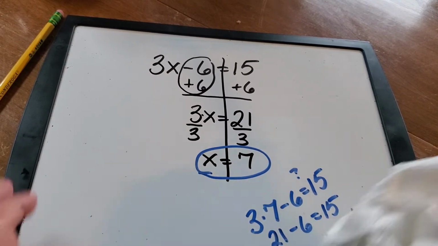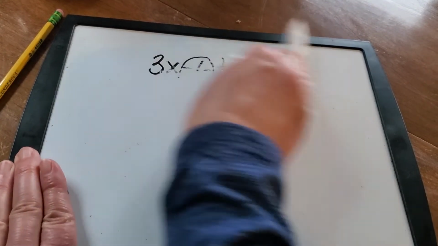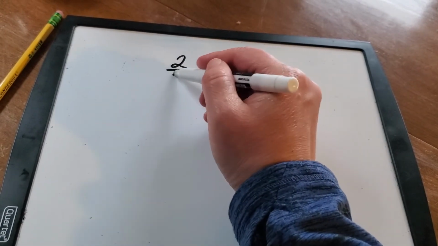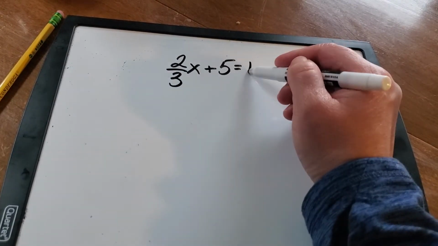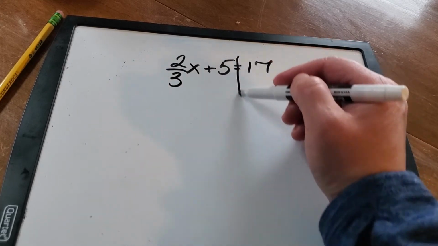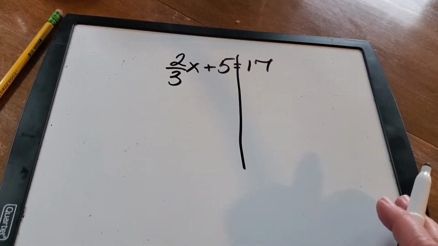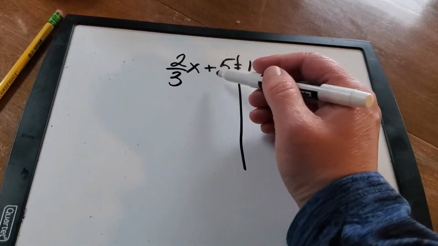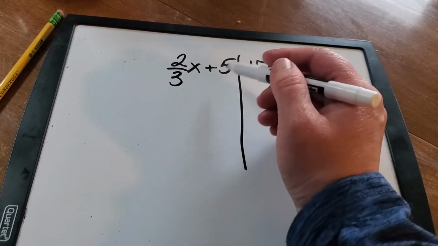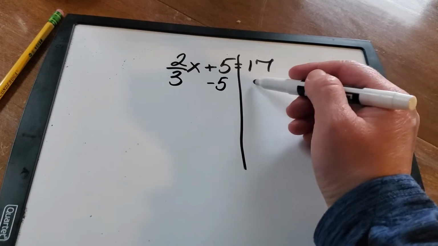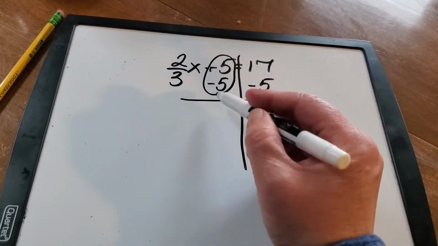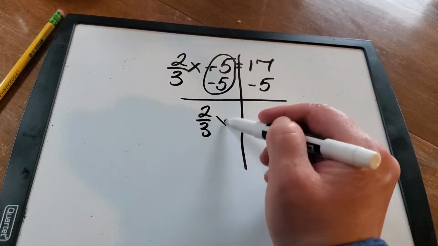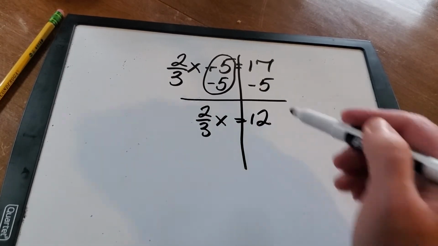Let's do a fractional equation. Like 2/3 x plus 5 equals 17. Again, we're going to put our line at the equal sign. We're going to start by getting rid of the plus 5. You always get rid of the constant first, the number that doesn't have the variable attached to it. So you're going to get rid of that plus 5 by subtracting 5 from both sides. So then you're going to have 2/3 x equals 12.